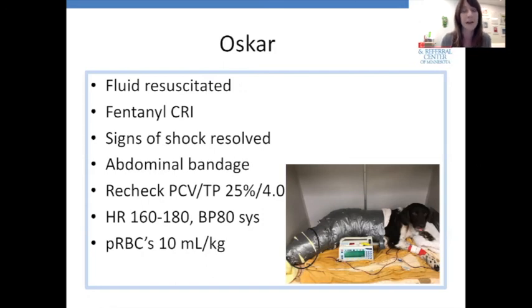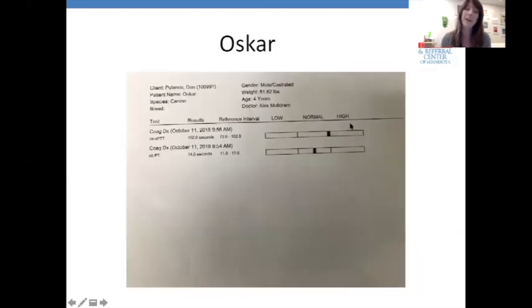Obviously, we had placed his abdominal bandage, but we monitored his PCV total protein, and it had gone down. So 25% and 4.0. His heart rate had gone up, and his BP was going down. So the very good overnight emergency doctor gave 10 mils per kg of packed red blood cells, which was the perfect decision, and ran coags, which interestingly were normal.